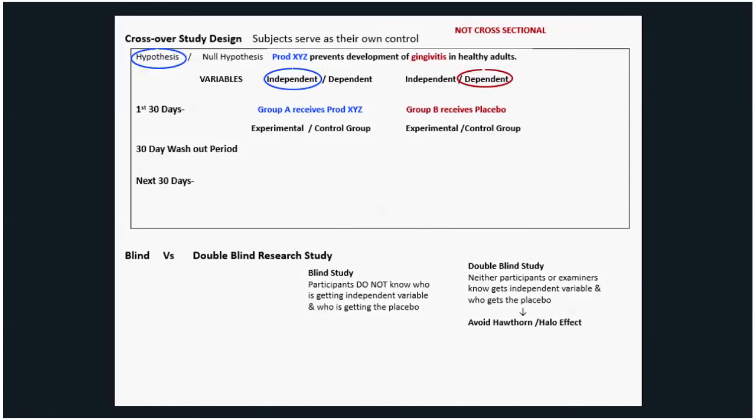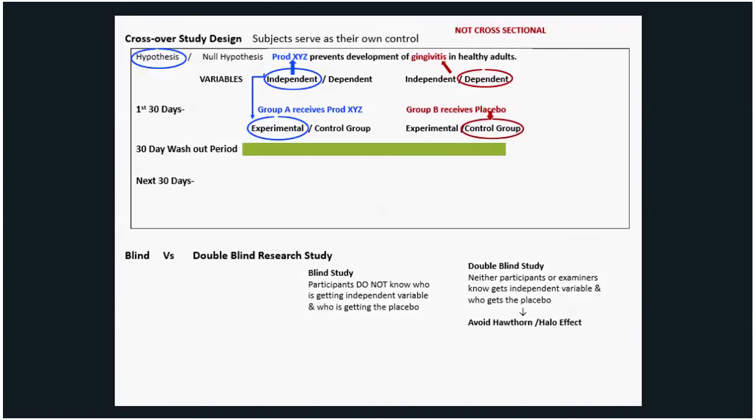So with the crossover design, what we're looking at here is in the first 30 days, Group A receives product XYZ. So for the first 30 days of the research, Group A is the experimental group. Group B receives a placebo. So what does it become? The control group, right? Okay. So for 30 days, we keep track of that.